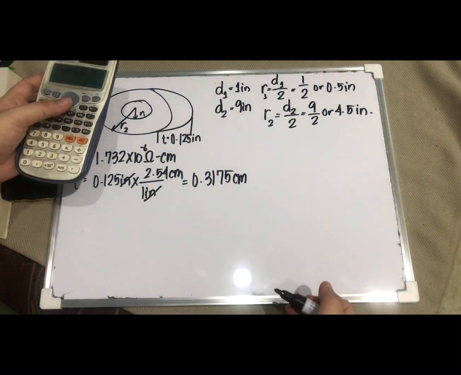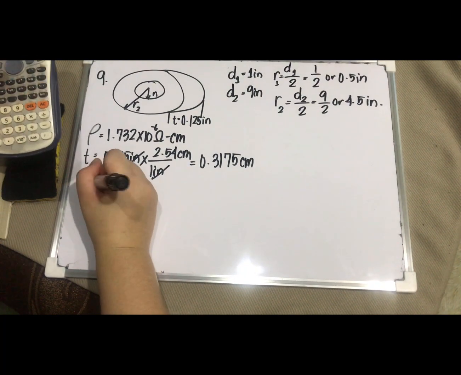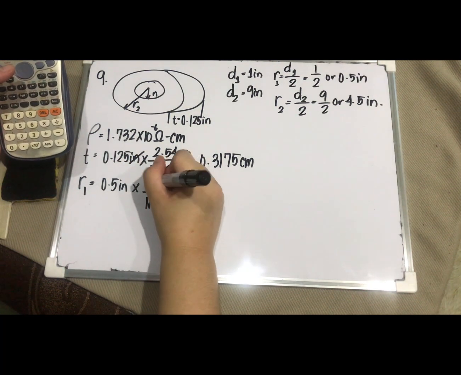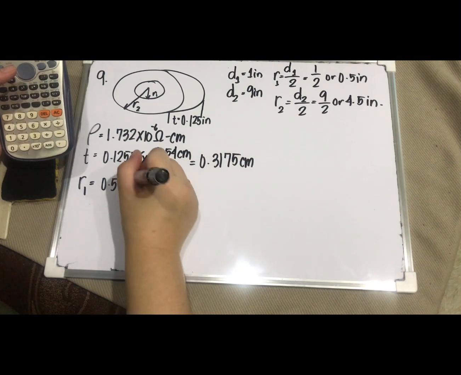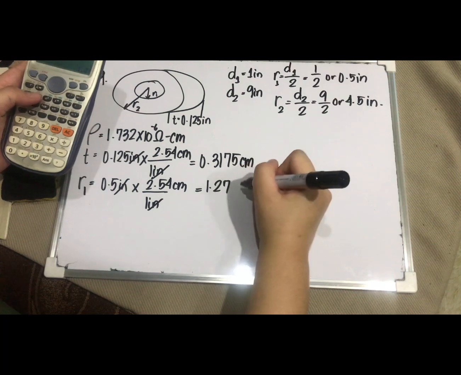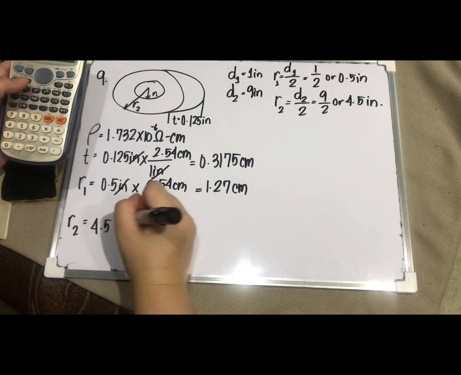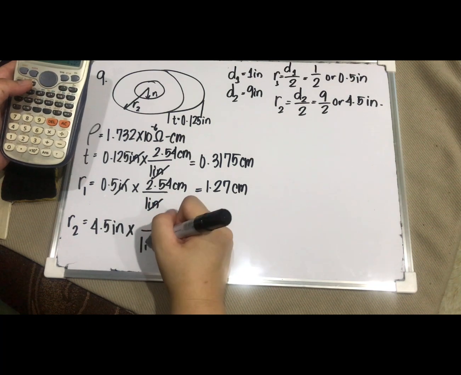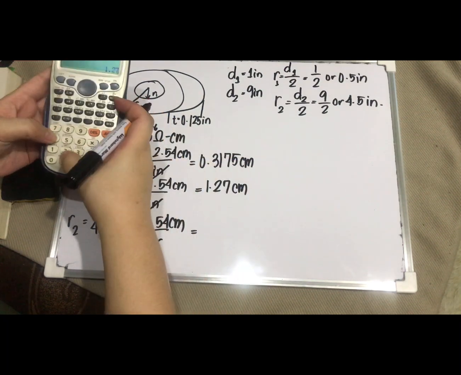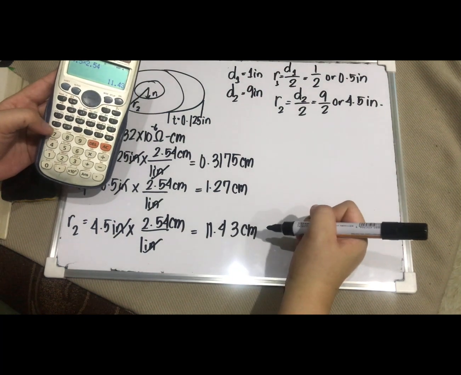inches. So, i-convert natin pareho tong R1 and R2 into metric kasi naka-inches siya. Ang R1 natin ay 0.5 inch times 2.54, 1.27 ang ating inner radius. Ang outside radius natin ay 4.5 times 2.54 cm. Meron tayong 11.43 cm outside radius.